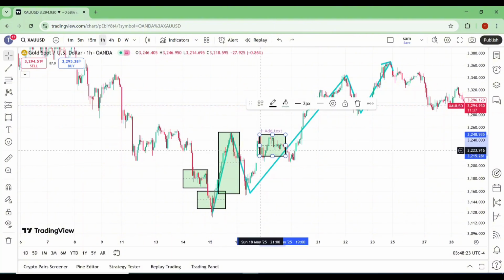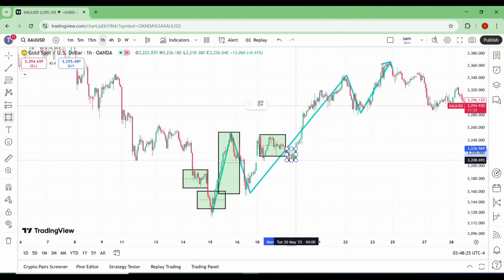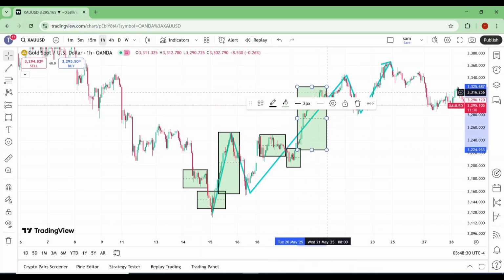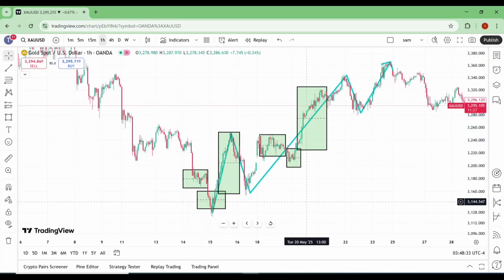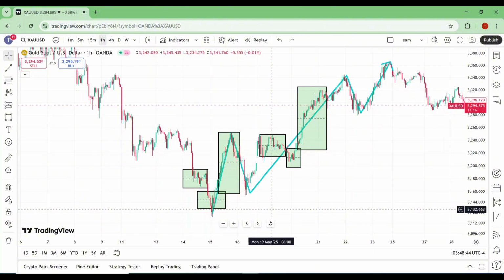Here, consolidation, manipulation, expansion. That's why we should always wait for a power of 3 setup around areas of liquidity within the premium and discount zones before taking a trade.